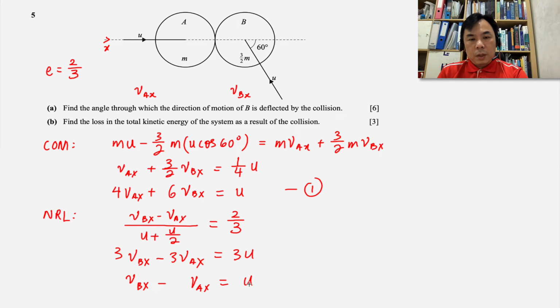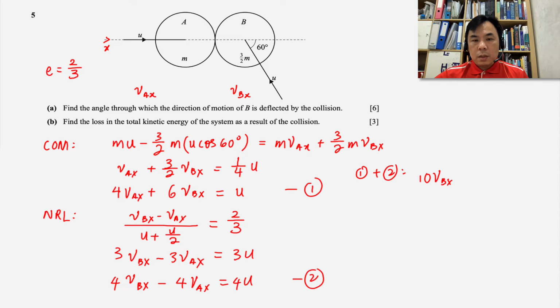Let me double check one more time in case I make a mistake here. We have 3 over 2, so that is a 3. Yep, that is correct. So that's the one that we have. In order to solve this simultaneously, maybe I want to eliminate vAx. So I'm going to multiply by 4 on both sides to get my second equation. Then solving this, I'm going to take 1 with 2. So add them up, I will have 10 vBx, which must be the same as 5u.